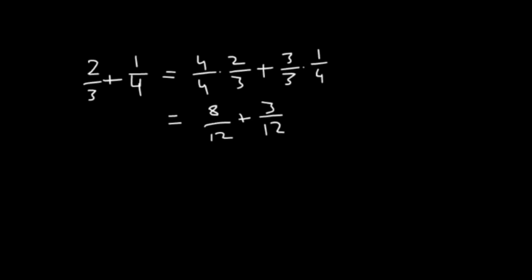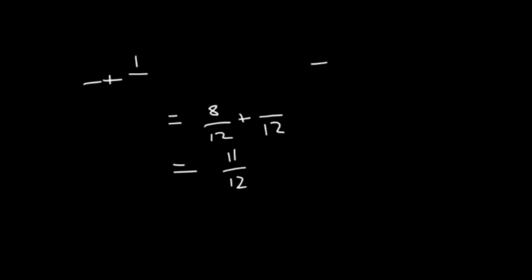So now both denominators are the same, so we just add the numerators. So 8 plus 3 we have 11, and the denominators are the same, so we write down 12. So this is our solution. Now we move towards another example.